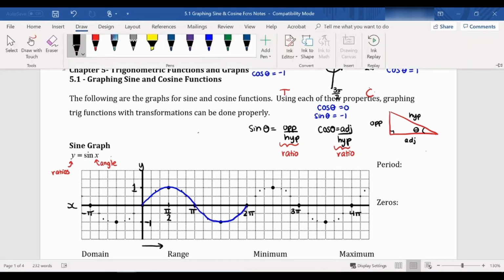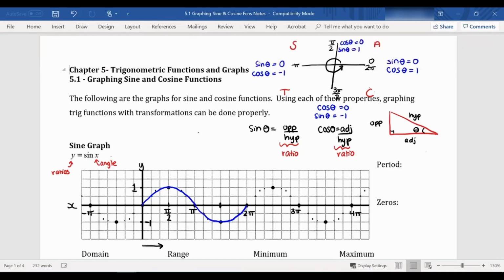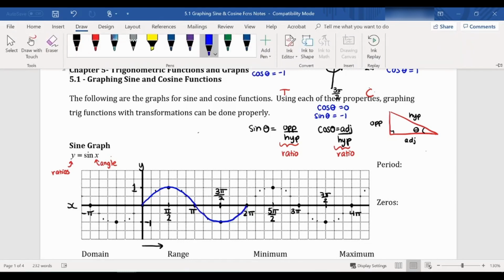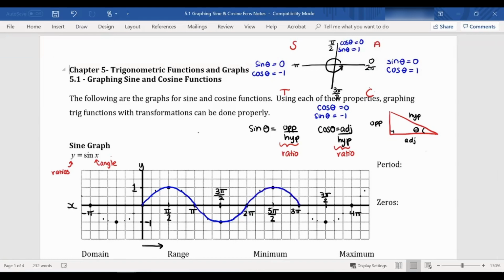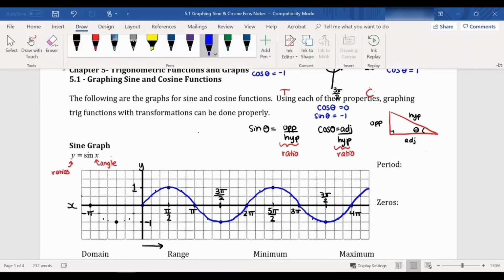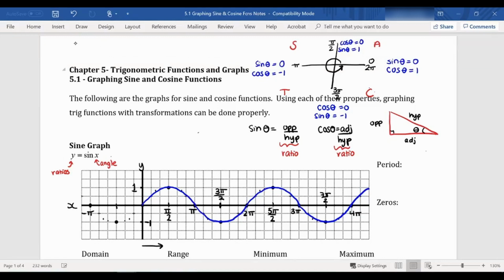Now, I also know that I reach a value of -1 for my sine if my angle was 3 pi over 2. So hopefully you'll notice you have a pi over 2 and then a 3 pi over 2. Our next peak is going to happen at 5 pi over 2 and then 7 pi over 2. And this could keep going if we wanted. If we went in the opposite direction, our first peak would be at negative pi over 2.